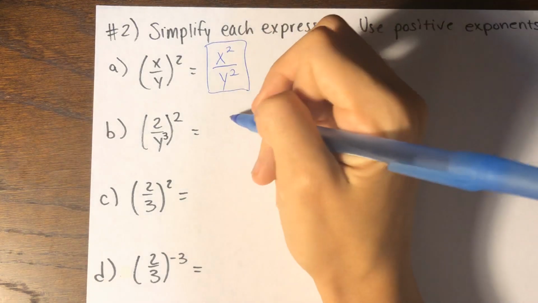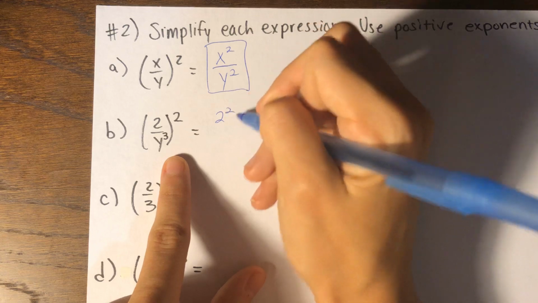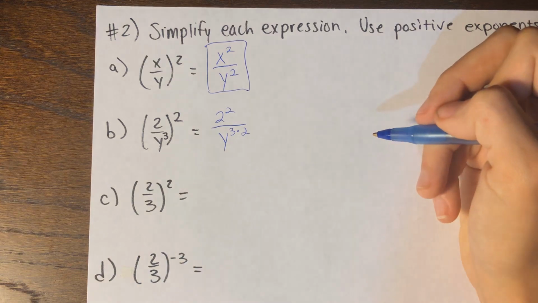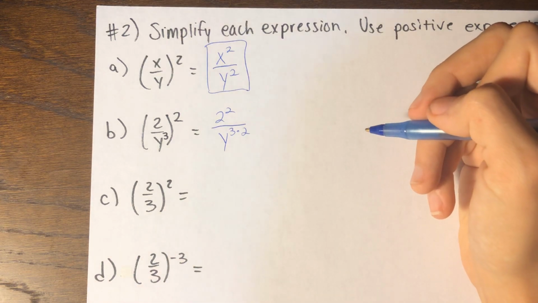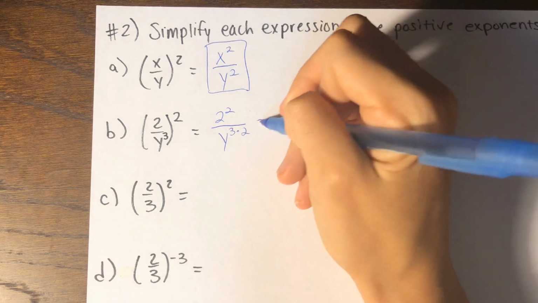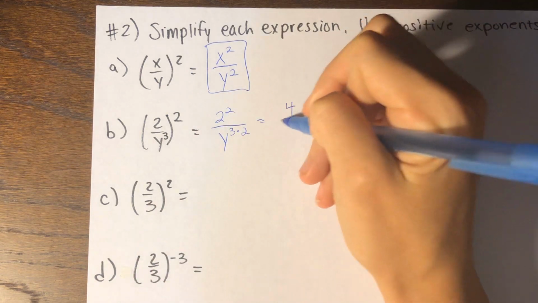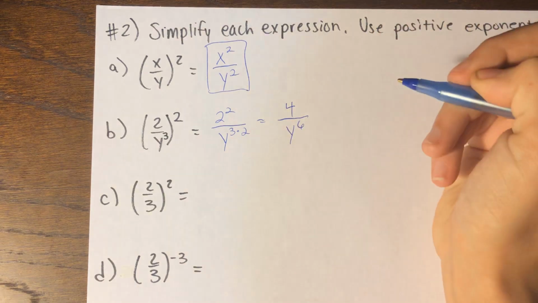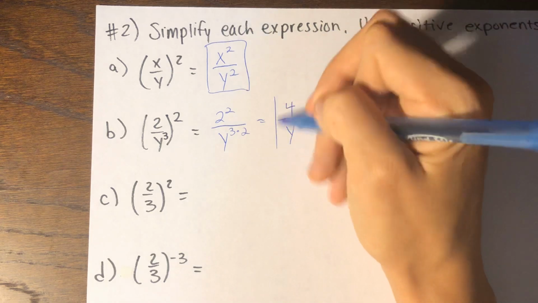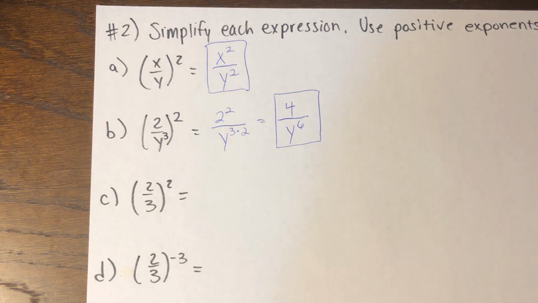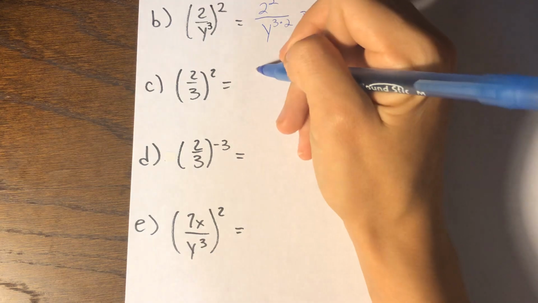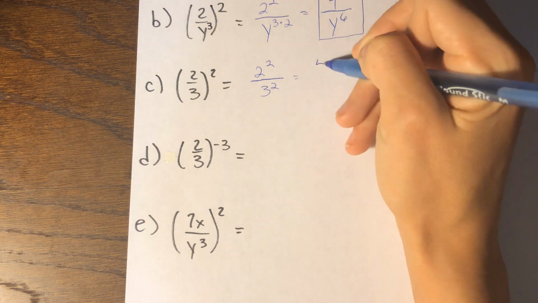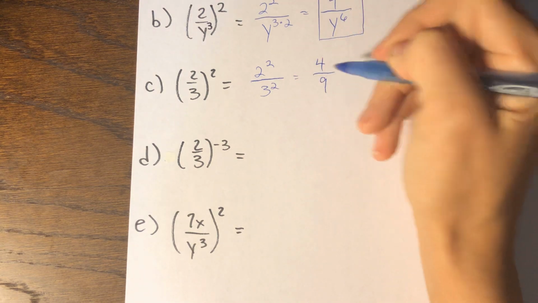This next one is dealing with numbers. So we got 2 squared over y, and then we have 3 times 2. Okay, so I have 2 squared, which is 4, over y, and then 3 times 2 is 6, so y to the 6th. So we have 4 over y to the 6th. Okay, next one, we're dealing with all numbers here, so we have 2 squared divided by 3 squared. So we have 4, and then 3 squared is 9, so 4 ninths.